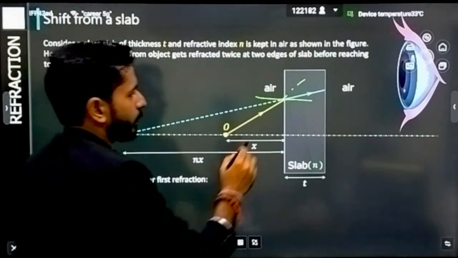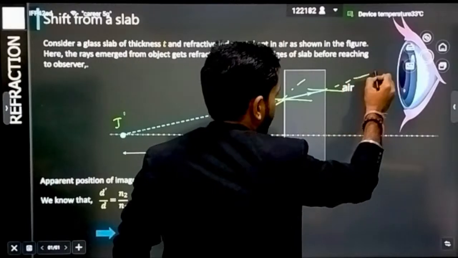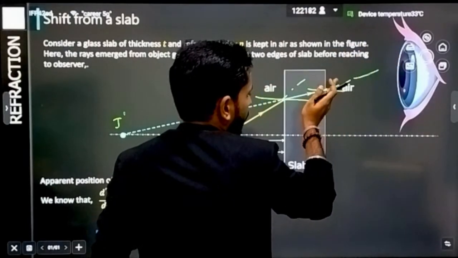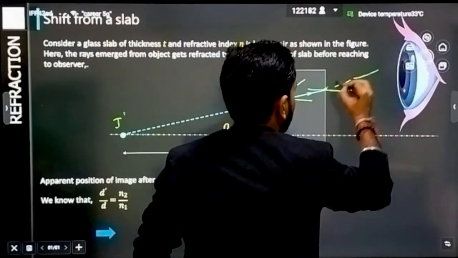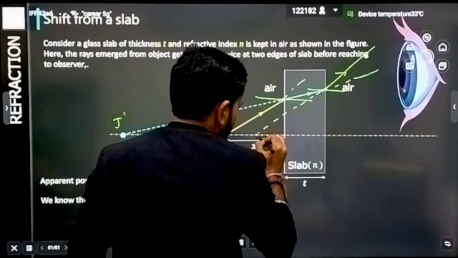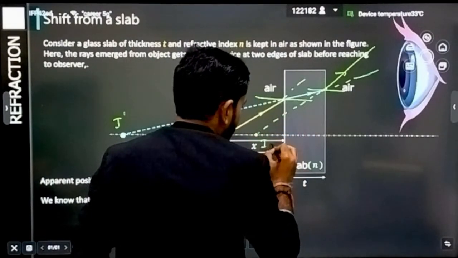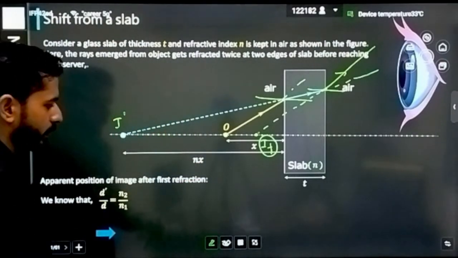And then after that what will be happening? Again this will be the normal, and the ray is going from denser to rarer medium. That is, its bending will be away from the normal. If bending is away from the normal, it will bend this way, and it is going to converge at this point. This will be the final image position. Correct? So all these things I have to calculate.